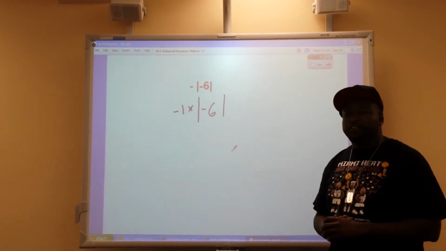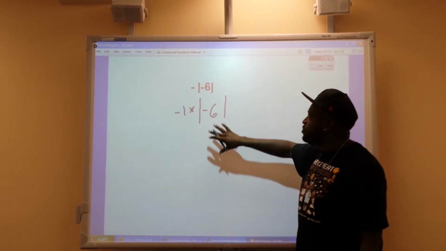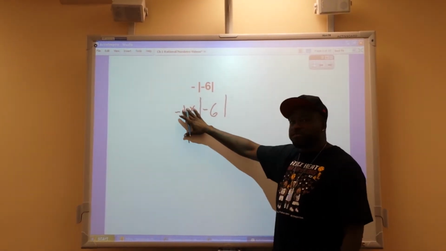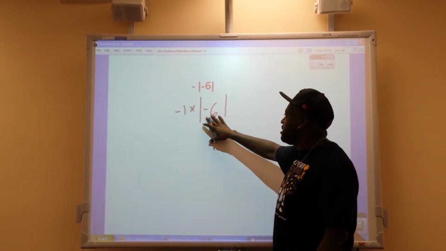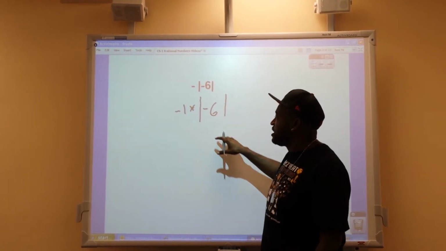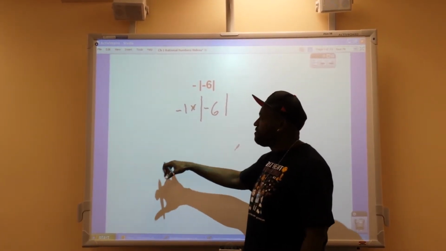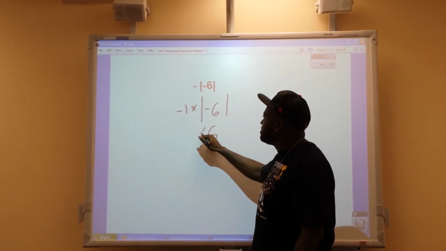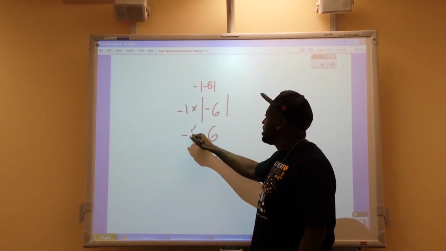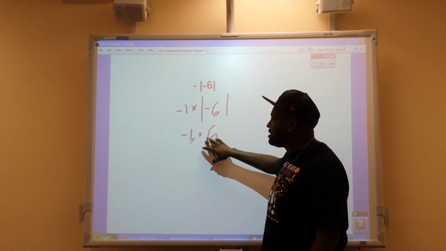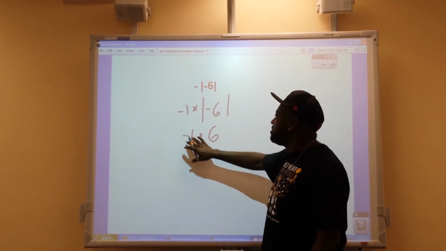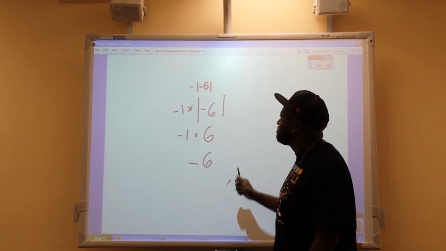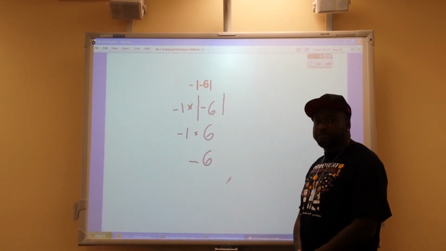To solve this, you almost treat it like parentheses. You do the absolute value part first, then we'll multiply it by -1. So the absolute value of -6, well, -6 is 1, 2, 3, 4, 5, 6 spaces from 0. So that's 6. Now I'm just going to multiply that by my -1. A negative times a positive is always a negative. 1 times 6 will give me 6. So -6 is my answer.